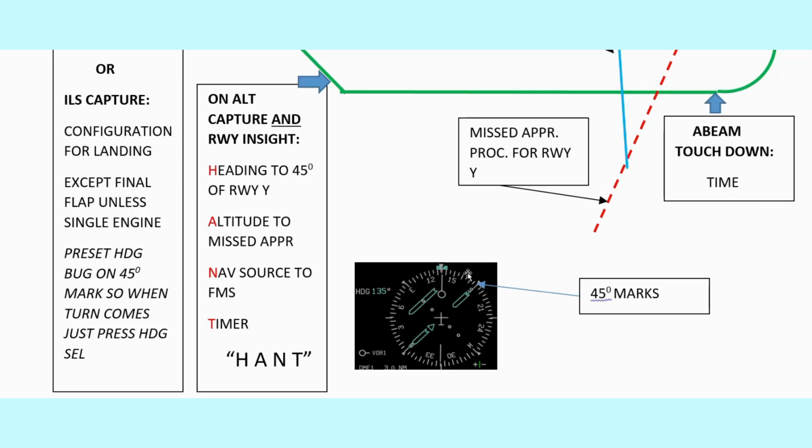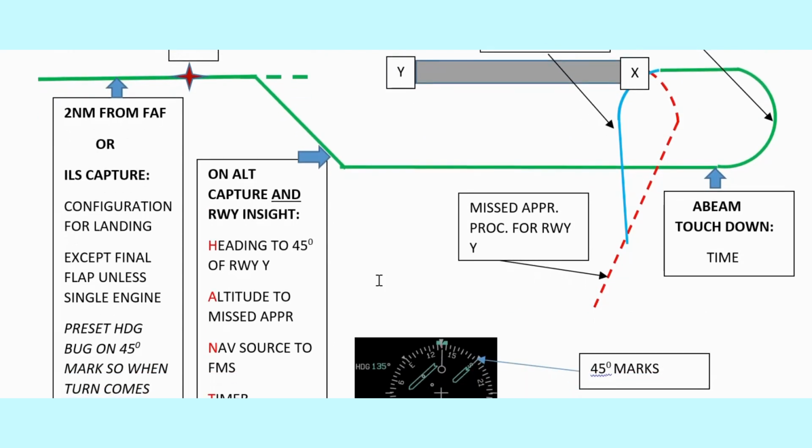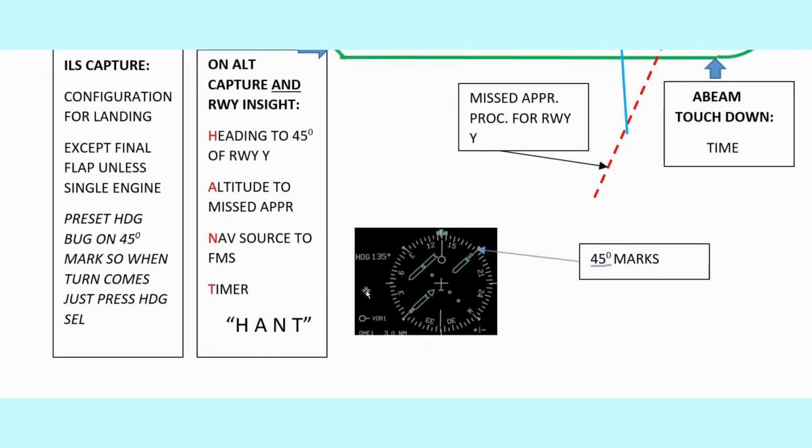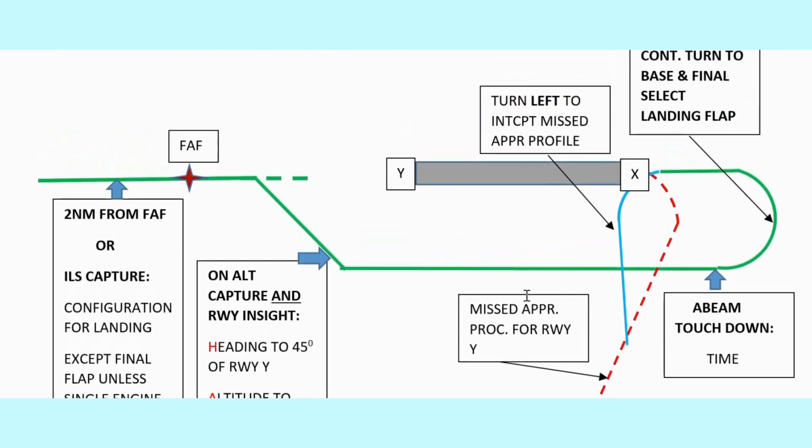So you could set your heading bug to be on the 45-degree mark, which is relative to the runway, so that when you come in for the turn to 45 degrees, for example, in this case, this one here, you just have to press heading select. It is just like being ahead of the game. Okay, so now here, everything else is the same as what I've said early on for runway X. The only thing I'll add here is now the misapproach.